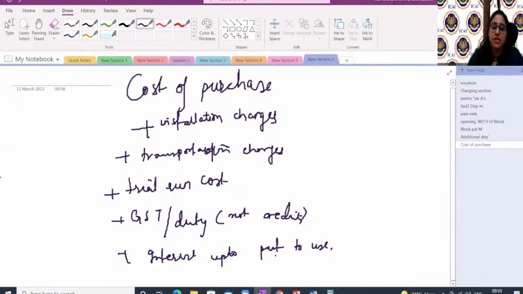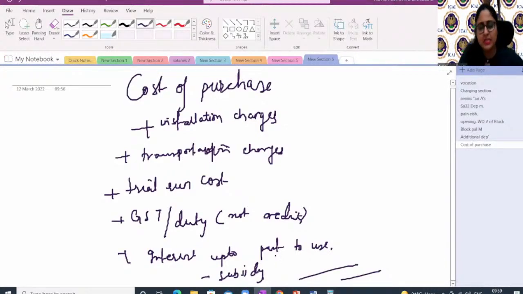Any subsidy which has been granted by government would be reduced. Subsidy would be reduced. So all of this in total would be my cost of purchase. Plus trial run ki sales, if something comes, that is not important. So all of this would be my cost of purchase. Us pe I will apply depreciation.